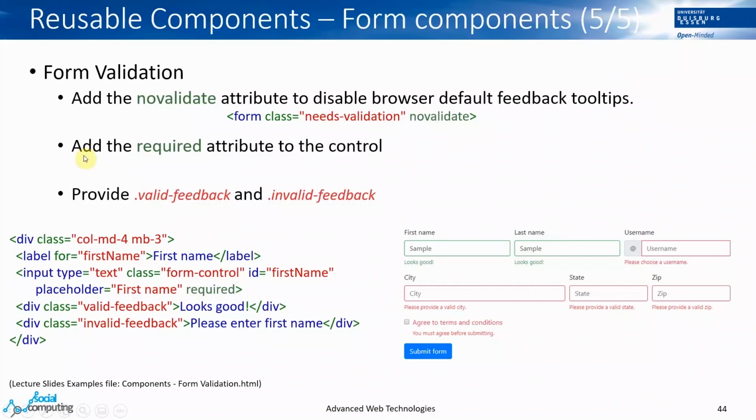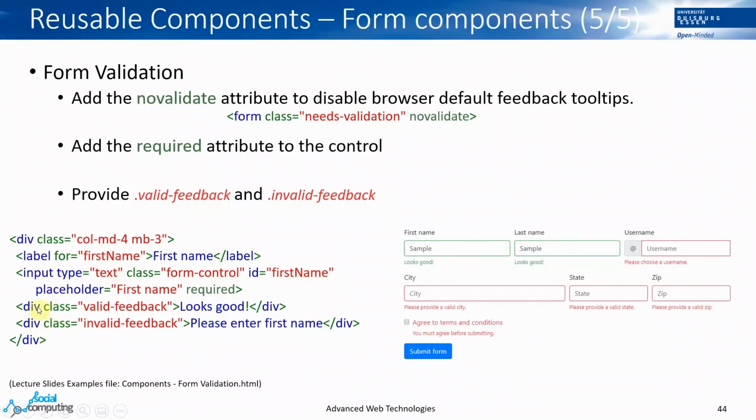And then after that, if you want a required field validation, all you need to do is add a required attribute. The other thing you can do is provide two different kinds of messages. For example, here is the first name text box. We created a label, first name, and then the input placeholder for the first name. Then we provided two div classes.